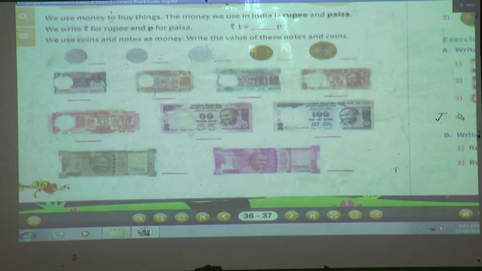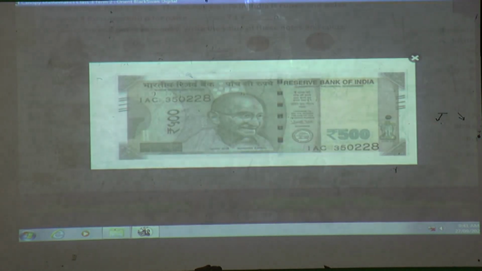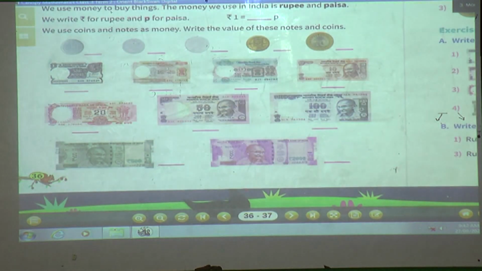Then after that we saw 2 more notes. See this note. Which number can you see here? Yes, it is a 3-digit number. Read this number. Yes, it is 500. And see here, a symbol is there. Which symbol can you see here? It is the symbol of rupees. So it is 500 rupees.